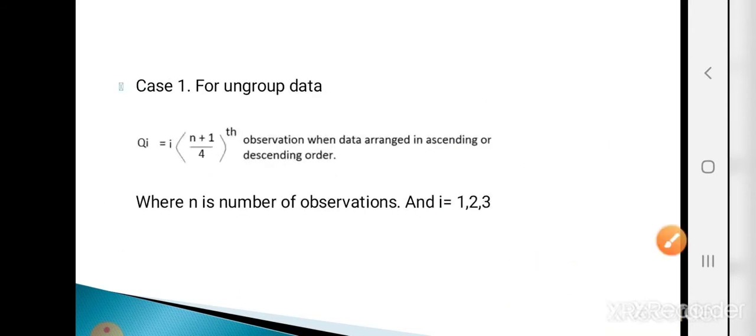For ungrouped data, what is the formula for calculating the quartiles? The formula is Qi is equal to i times (n plus 1) divided by 4th observation when data is arranged in ascending or descending order, where small n is the number of observations. And what is the value of i here? i is 1, 2 and 3 because there are three quartiles Q1, Q2 and Q3.